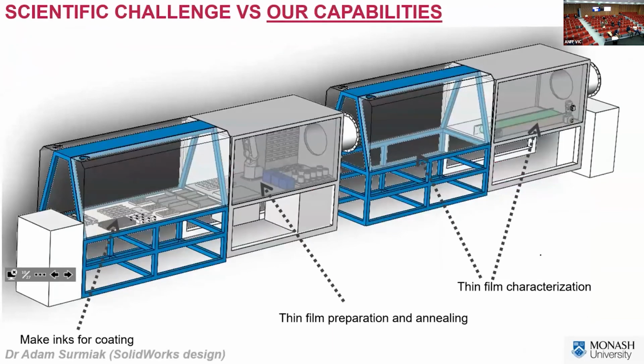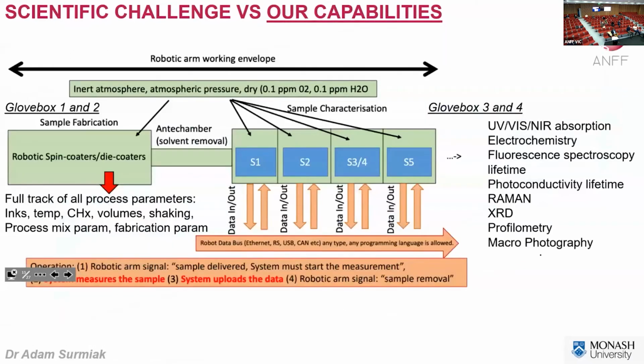Okay. First of all, this is the BEAST. It's a 12-meter system. We've got the glove box for inks, the preparation, and the characterization. This is pretty much how the layout is divided. Glove box 1 and 2 are just for film preparation and material synthesis, and on the right-hand side we've got the film characterization.